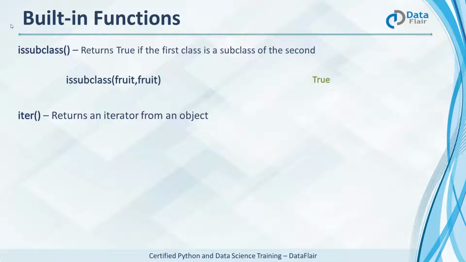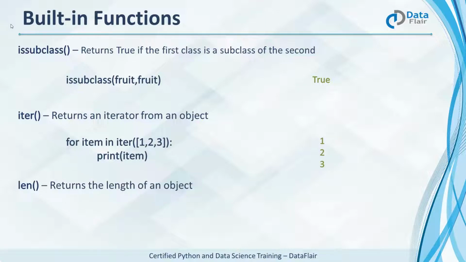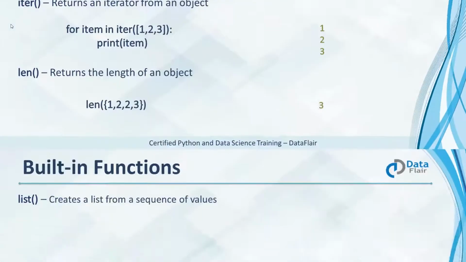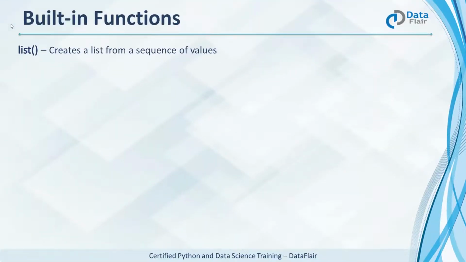Iter creates and returns an iterator from an object. This is an iterator on the list 1, 2, 3. Len returns an object's length. This set is 3 items long, not 4, because sets do not hold duplicates anyway. The list function creates a list from a sequence of values. This creates a list of 3 items.